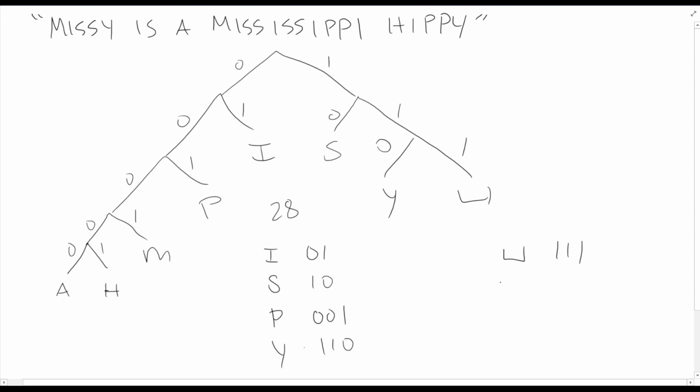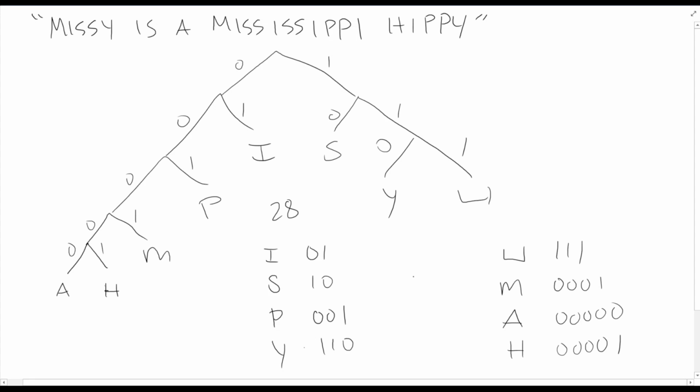Let's do the other ones, the long ones over here now. So next we have maybe M. M looks like 0, 0, 0, 1. We have next maybe A, which is just 5 zeros. And H, similar, 4 zeros and a 1.